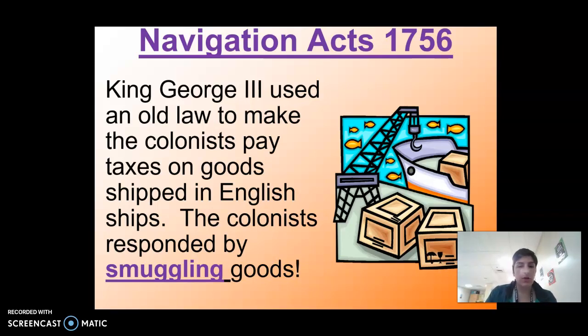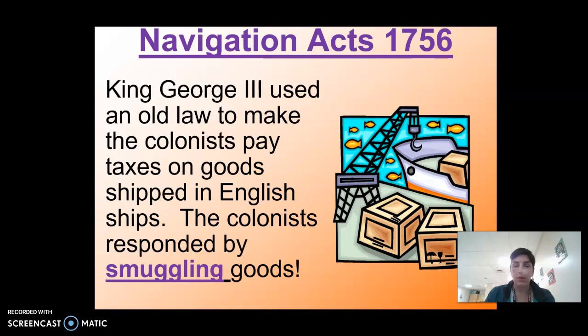King George III used an old law to make the colonists pay taxes on goods shipped in English ships. The colonists responded by smuggling goods. He basically made it so anything that was sent over from England, the colonists would have to pay for. But this was also at a time when most of their things had to come from England because they didn't have a lot of industry in the United States yet, since it was so new.